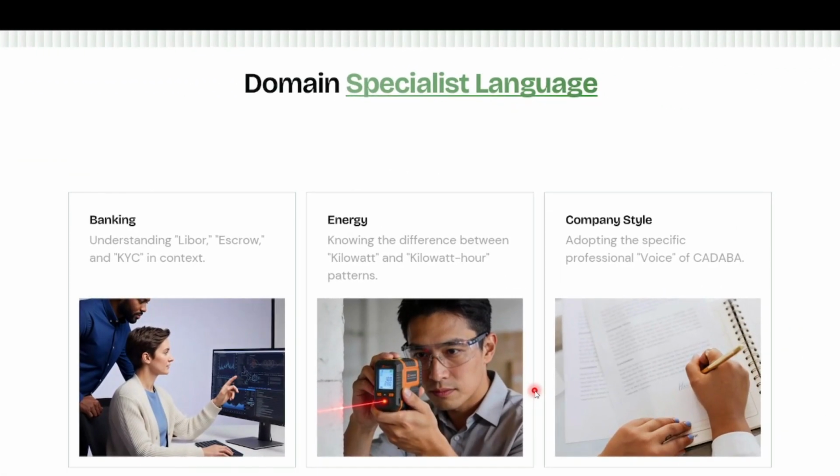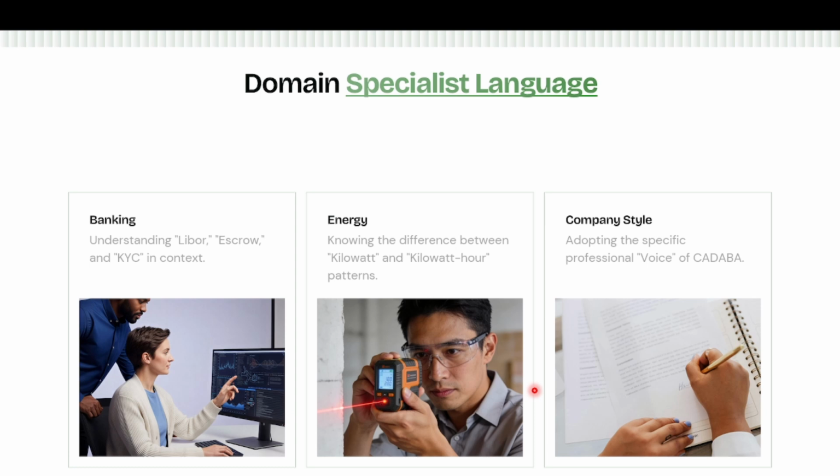Then domain specialist language. Using domain specialist language also helps to improve fine-tuning. When you want to fine-tune a model, you use domain specialist language. For example, if you are designing for a bank, you need to understand loans, escrow, KYC, interest rates, conversion rates. All those things should be the language it is trained on.